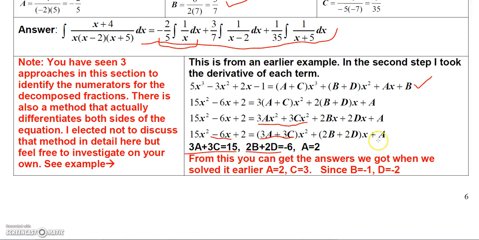And then here we know that a must equal the constant, 2. So basically, you can see that a is 2, and then you could plug this 2 back in here, and you would get 6 plus 3c equal 15, and then you could solve that for c and get c equal 3.